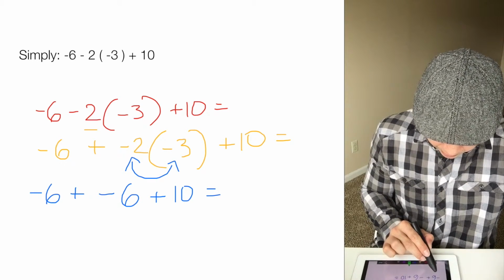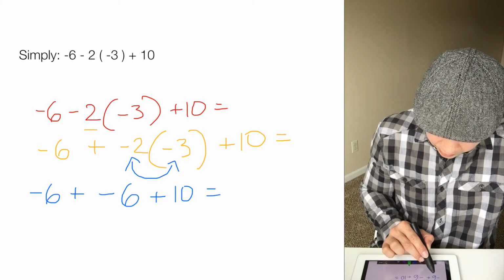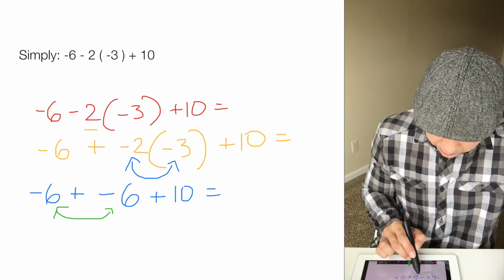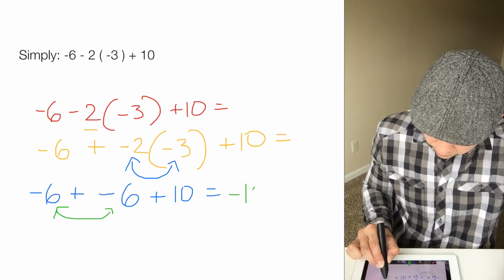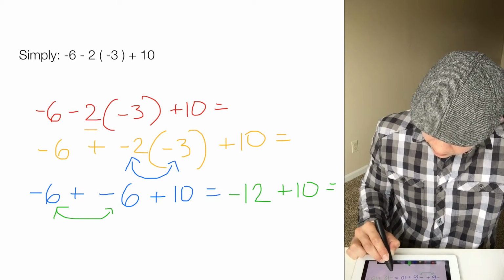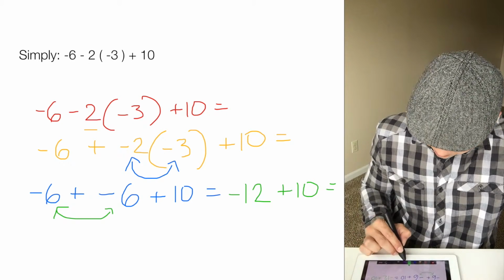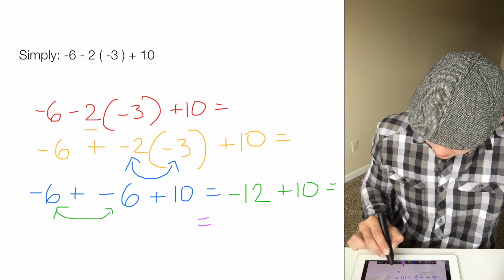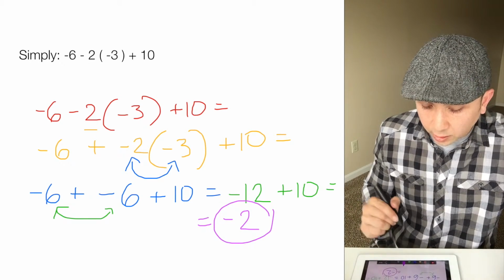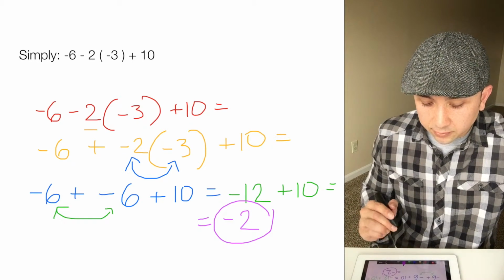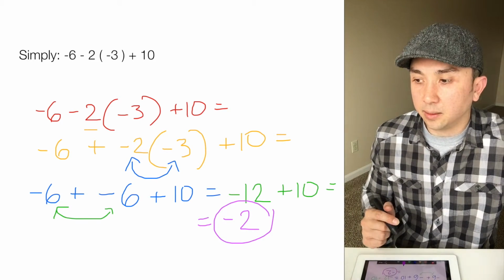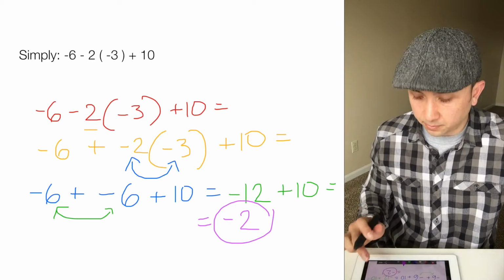So now we're going to combine our negative numbers. So -6 plus -6 is -12. We have plus 10. So now -12 plus 10 gives us -2. So that's how we simplify -6 minus 2 times -3 plus 10 equals -2.